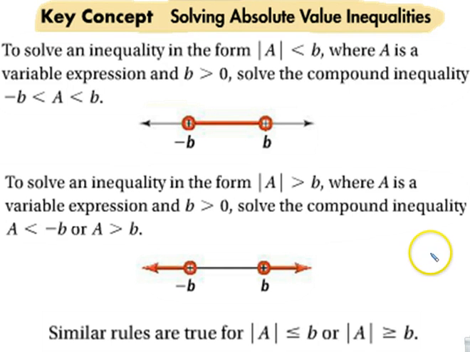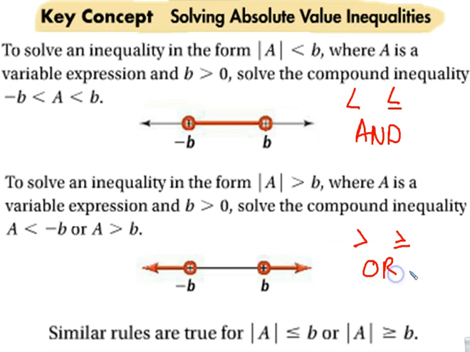Okay, so here's the continuation. We're solving a compound inequality. Notice the first thing that we want to recognize, now that we've got no equal signs, now we're back into inequalities, is that if we have a less than symbol or a less than or equal to symbol, we're talking about an and. If we have a greater than or a greater than or equal to, we're talking about an or. Okay, that's from the original.